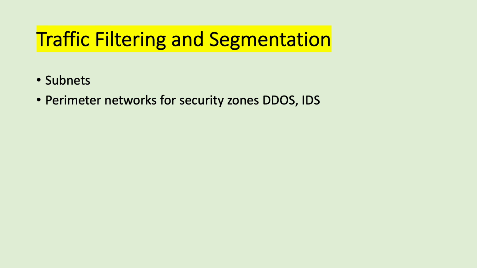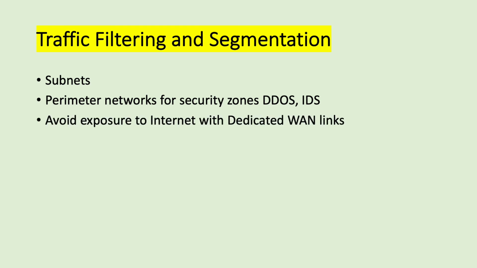We talk about zero trust, and then we can't have that conversation without talking about traffic filtering and segmentation, right? So when we look at that segmentation and the filtering, we can do that at subnet levels. We can create security at the perimeter of our networks, right? Like, for example, DDoS solutions and IDS. We want to avoid exposure to the internet, right?